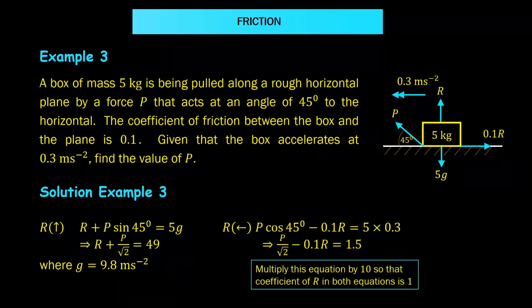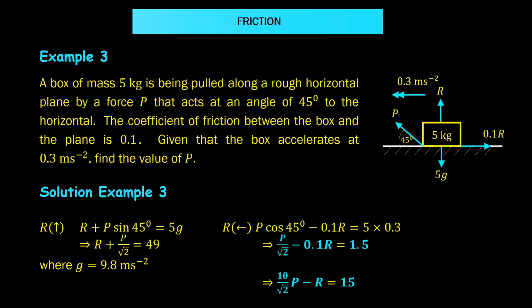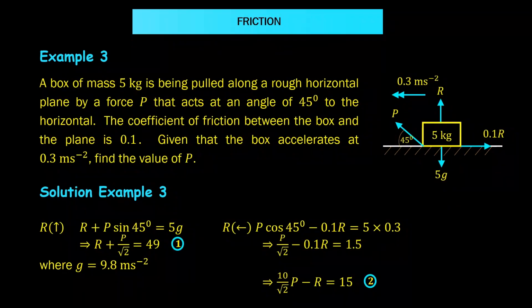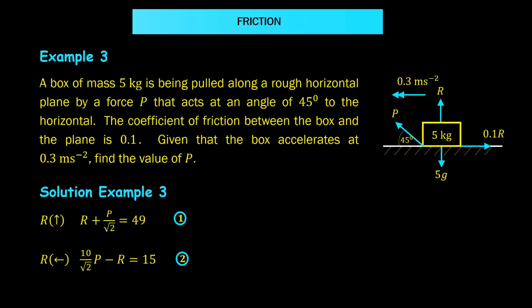And then multiplying this equation through by 10 will give us a coefficient of 1 for R. This will allow us to use simultaneous linear equations and solve easily. Giving us this expression here. So now we have two equations, 1 and 2 as highlighted, and we can now solve for R and P.